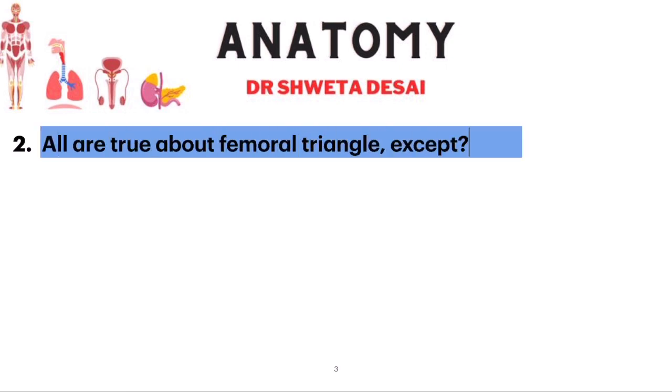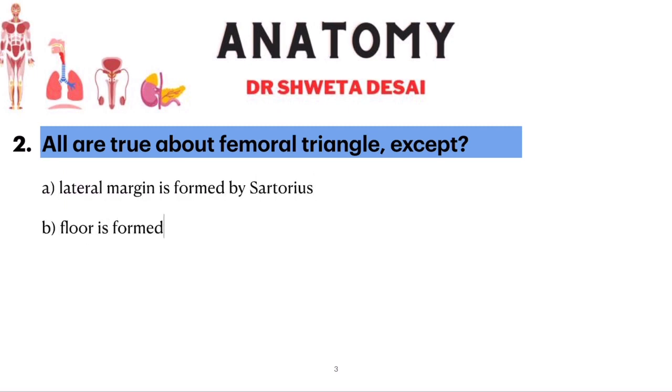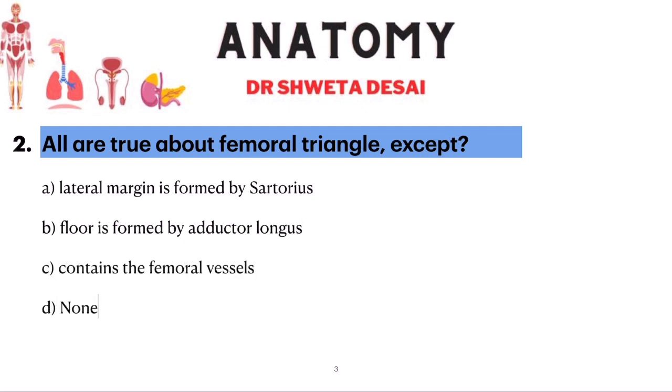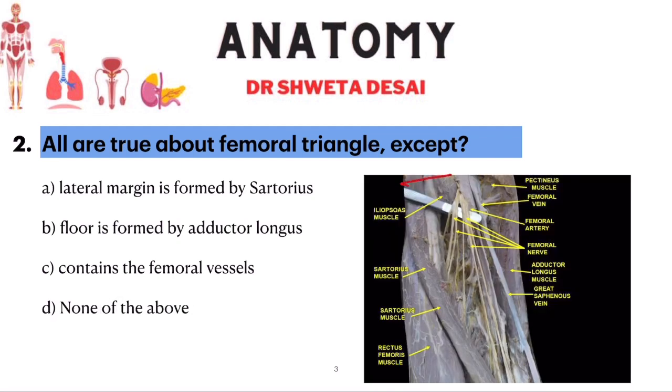Now the next question is question number 2. All are true about femoral triangle except. Options are A. Lateral margin is formed by sartorius muscle, B. Floor is formed by adductor longus, C. Contains the femoral vessels, and D. None of the above.